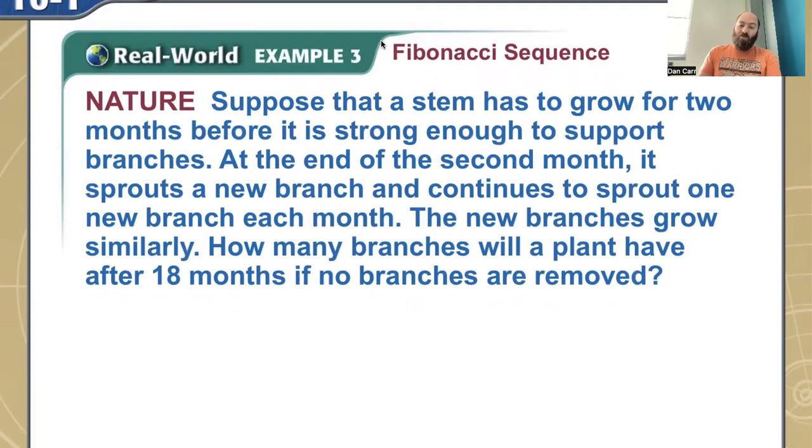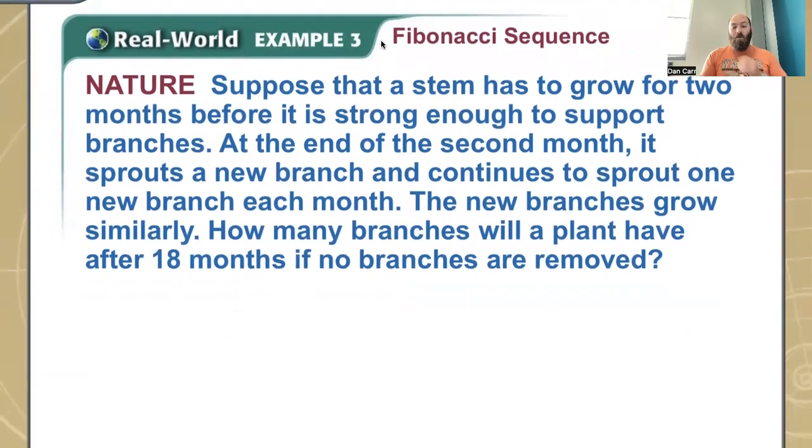Suppose that a stem has to grow for 2 months before it is strong enough to support branches. At the end of the second month, it sprouts a new branch and continues to sprout one new branch each month. The new branches grow similarly. How many branches will a plant have after 18 months if no branches are removed? Okay, so it helps to get a feel for the model of what's happening.